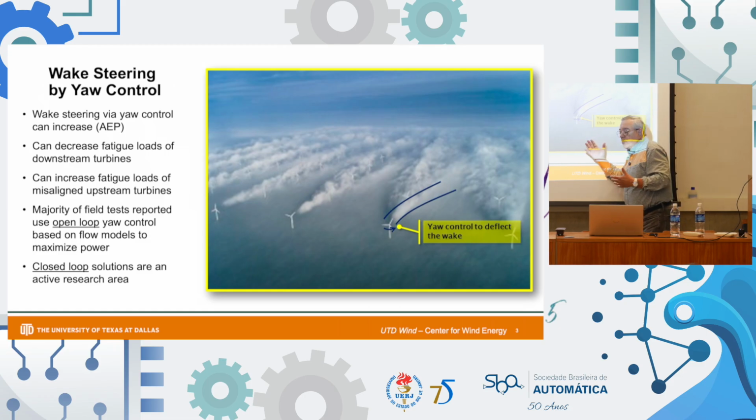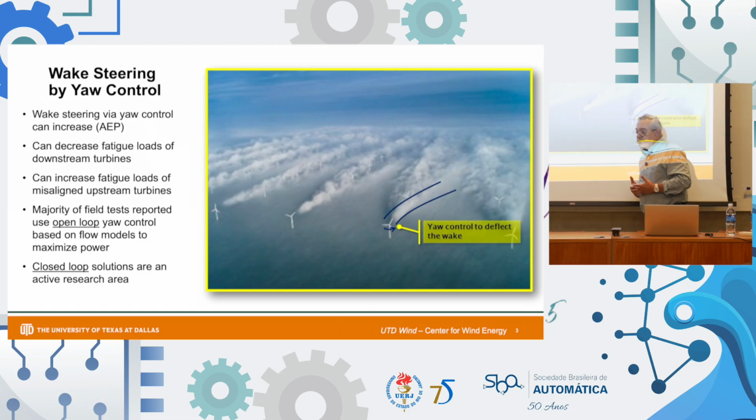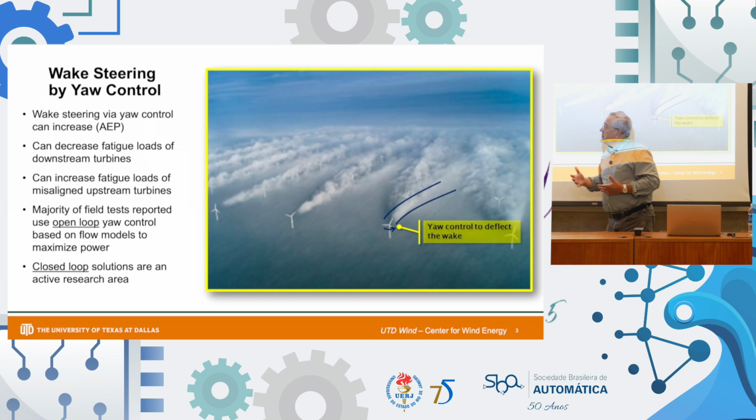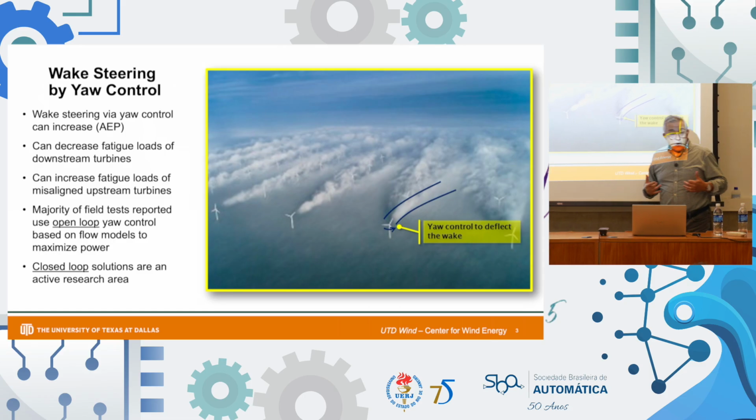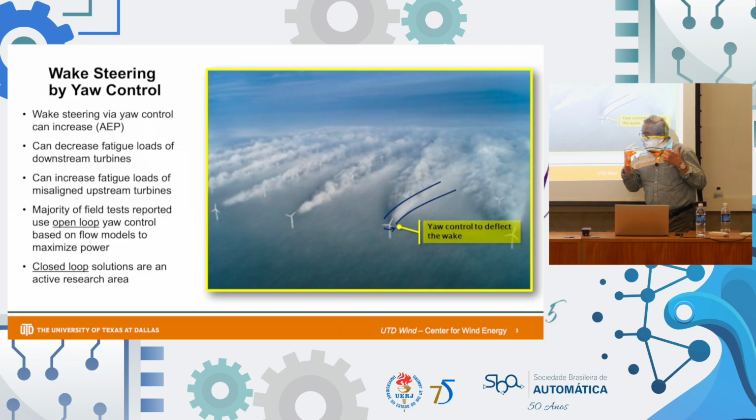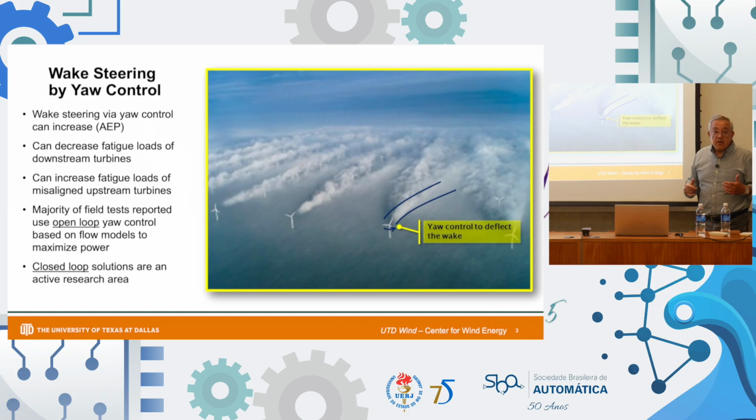This concept is not new. This has been around for several years now. But so far in the field, the majority of the tests have been done using open loop control. Just yawing the machines without any information about what they are doing to the power, what they are doing to the loads. It's just yawing the machines according to a prescribed schedule. And closed loop solutions are an active area of research.